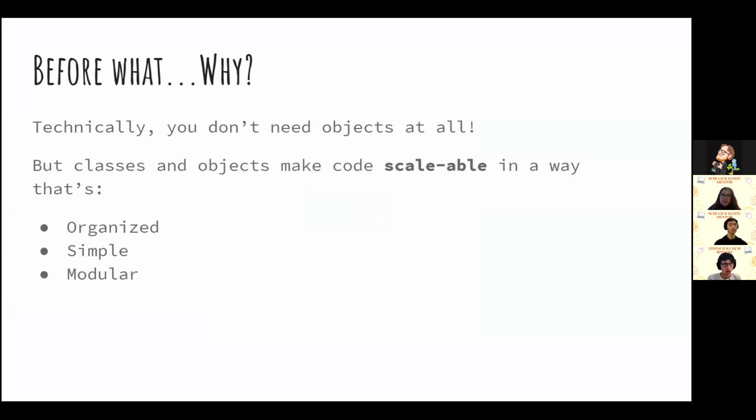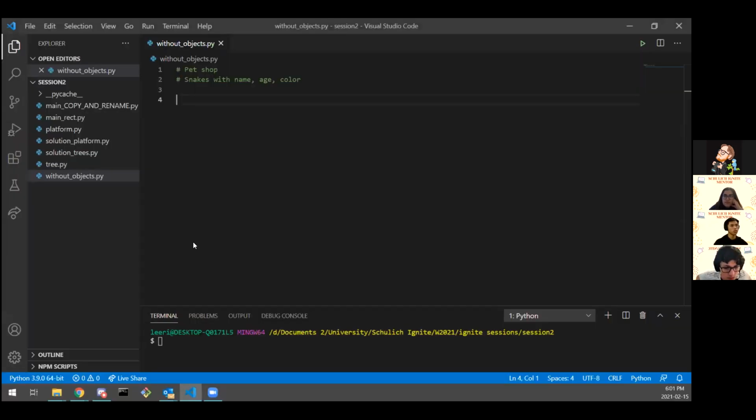Actually, before I do that, let's talk about why we need objects, because technically speaking, you could do all your programming without objects at all, but I don't recommend it because classes and objects make things really scalable. It makes it organized, simple, modular. Those are some nice buzzwords, so let's take a look at an example.